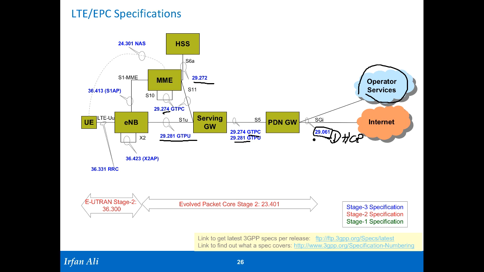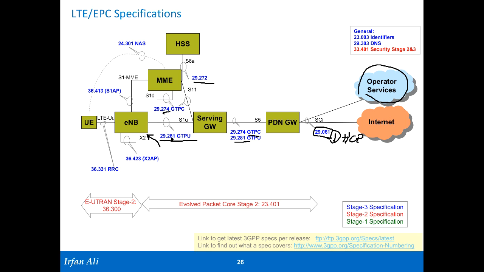You would say, oh, we're done. Not quite. There are a few more general specifications or important ones that you need to pay attention to. 23003 provides you with identifiers. It basically defines what is the identity of a mobile, and what is the format of the identity of a base station, and how it is used.